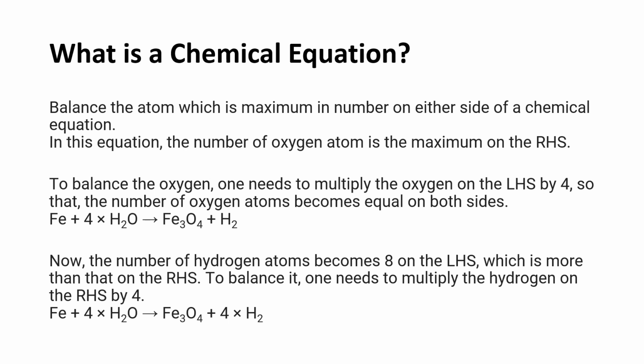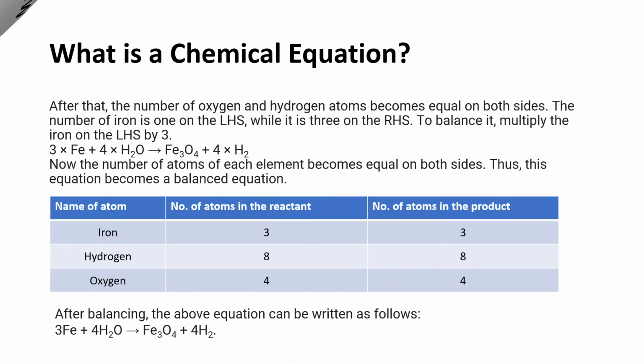Now, the number of hydrogen atoms becomes 8 on the LHS, which is more than that of the RHS. To balance it, one needs to multiply the hydrogen on the RHS by 4. Fe plus 4 into H2O gives Fe3O4 plus 4 into H2. After that, the number of oxygen and hydrogen atoms becomes equal on both sides.